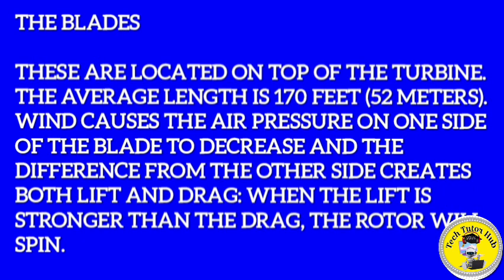These are located on top of the turbine. The average length is 170 feet or 52 meters. Wind causes the air pressure on one side of the blade to decrease, and the difference from the other side creates both lift and drag. When the lift is stronger than the drag, the rotor will spin.